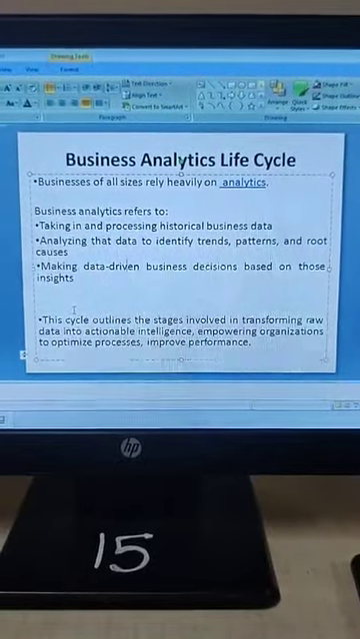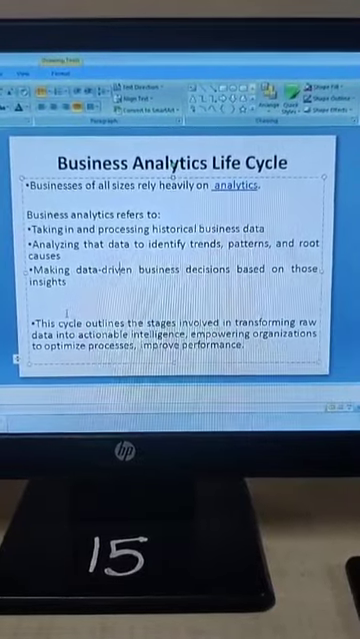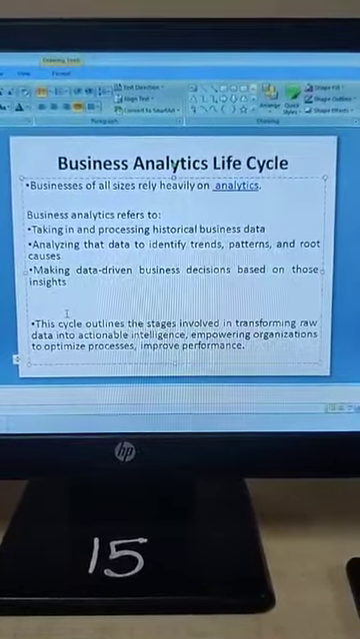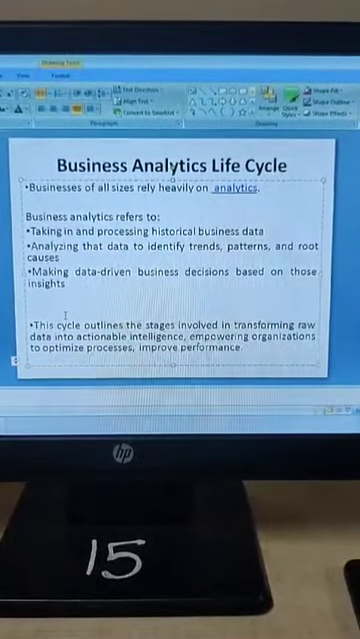Greetings to all. Today we are going to discuss the definition of business analytics and the basic terminologies available in business analytics. Finally, we move on to the business analytics life cycle.